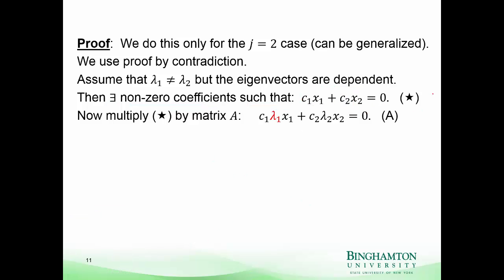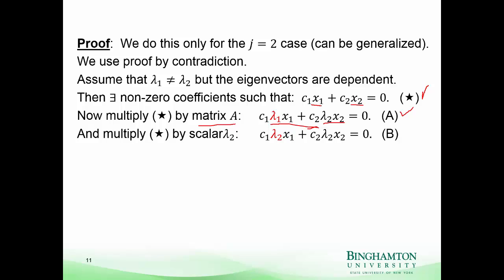So what we're going to do is take this equation here and multiply by matrix A. So when I multiply matrix A through here, I'm going to get A times x1, which gives me lambda 1 x1. And when I multiply A times x2, I'm going to get lambda 2 x2. So that's all I've done there. And I'm going to label this equation A, not because the matrix is A, just because it's the first one that I got to label with a letter.